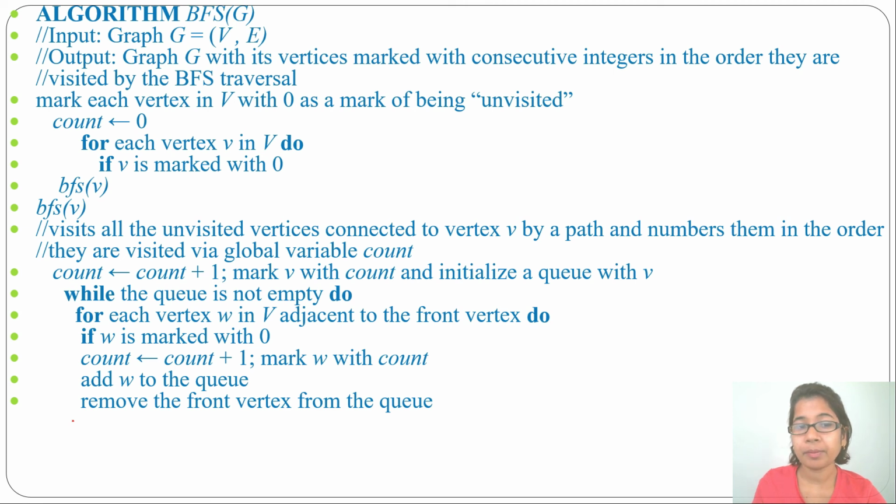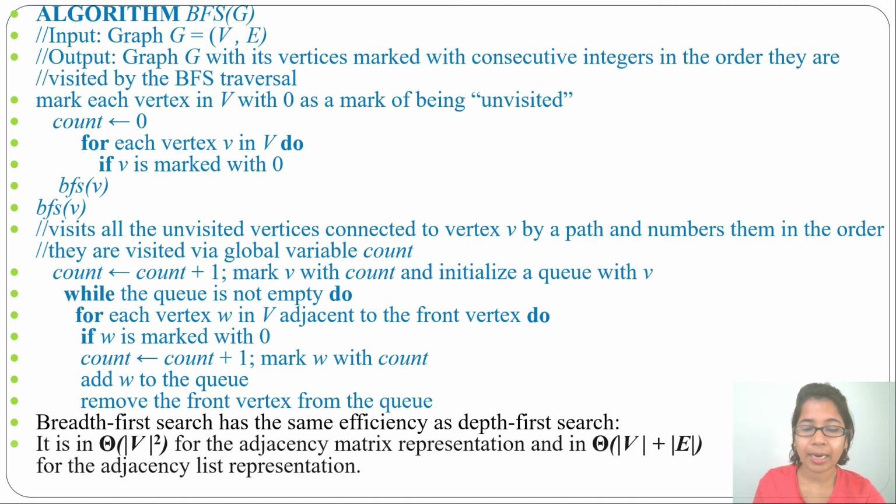Let's discuss the running time, the time complexity for this algorithm. It is the same as DFS. For the adjacency matrix representation, it will be theta of the number of vertices squared, and for the adjacency list representation, it will be theta of the number of vertices plus the number of edges. Both running times are the same, just we are doing it in a different way. In depth first search, we are going deeper, while in breadth first search, we are going wide.